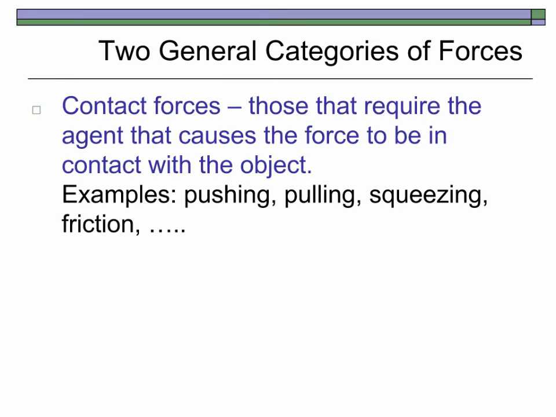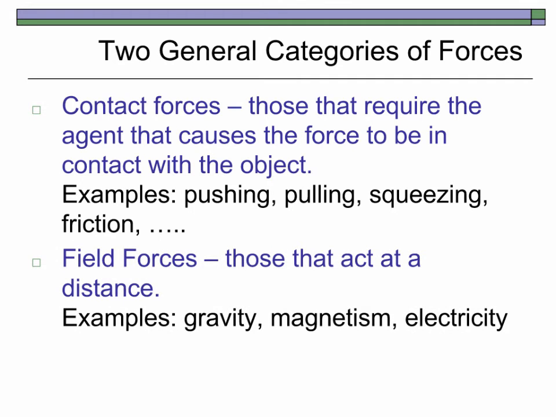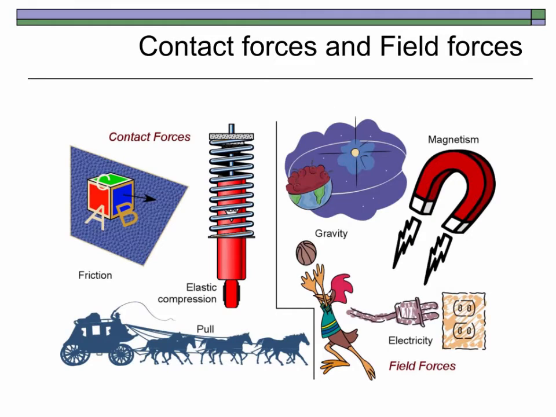There are two general categories of forces. One are contact forces, those that require the agent that causes the force to be in contact with the object. These are pushing, pulling, squeezing, friction. Second are field forces, those that act at a distance. Examples are gravity, magnetism, and electricity. So on the left are contact forces, and on the right are field forces, and just some examples, some pictures of things that you might recognize.